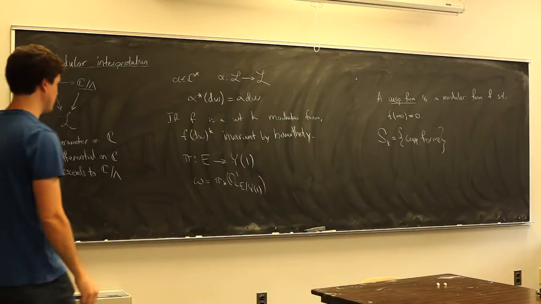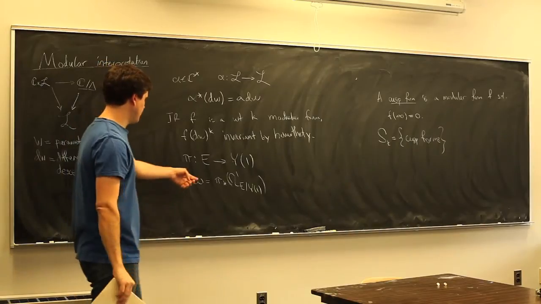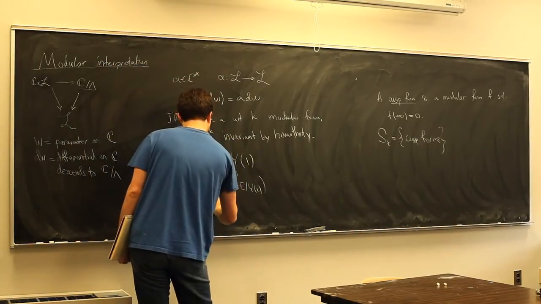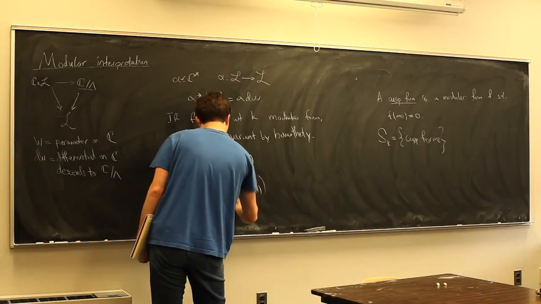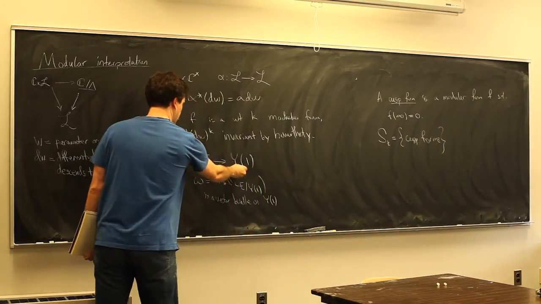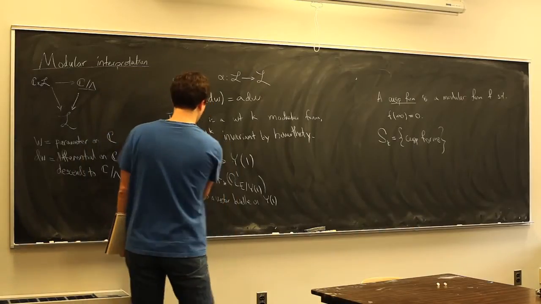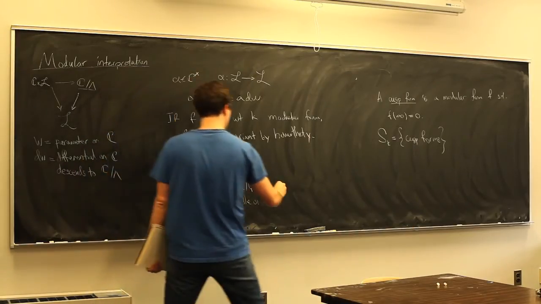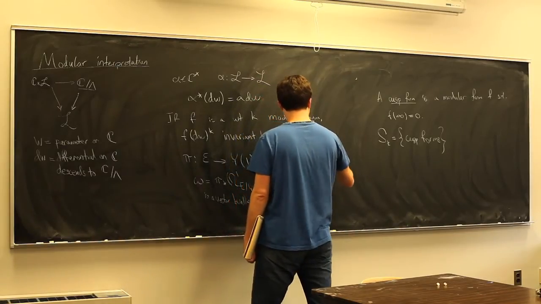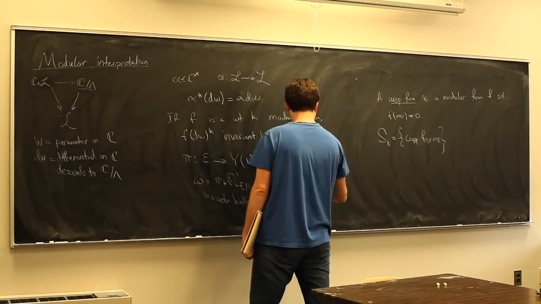Okay, so we push forward this sheaf of relative differentials. It turns out this is a vector bundle on Y1, and its fiber over a point E is just the space of one forms on that elliptic curve. Maybe I'll call this script E, the universal family. So the fiber of this omega at an elliptic curve is just H0 of E, omega 1.